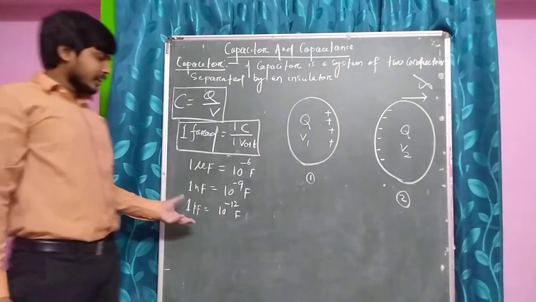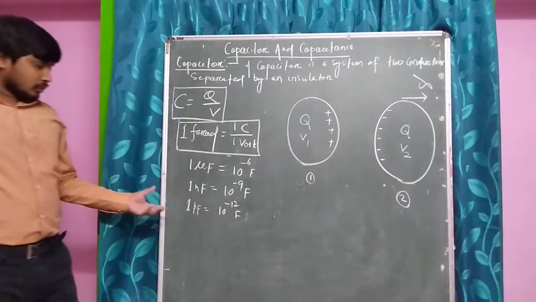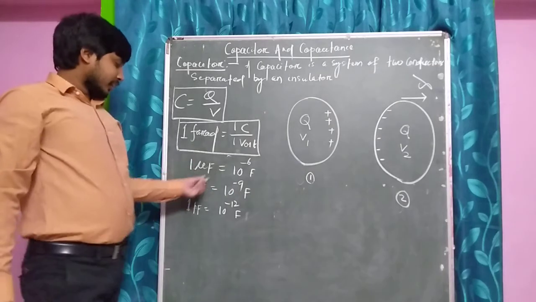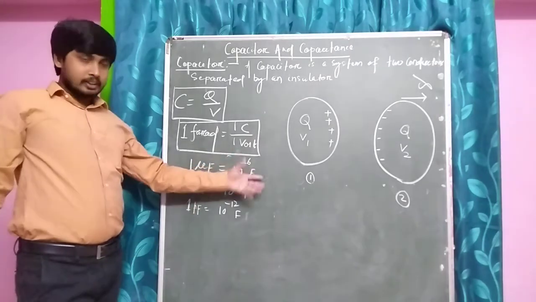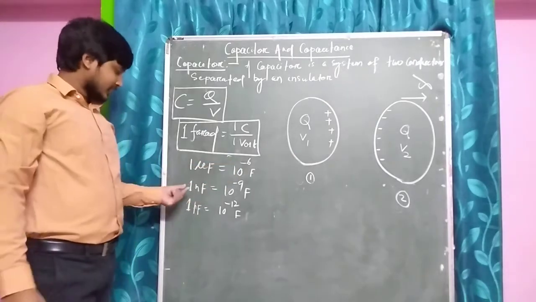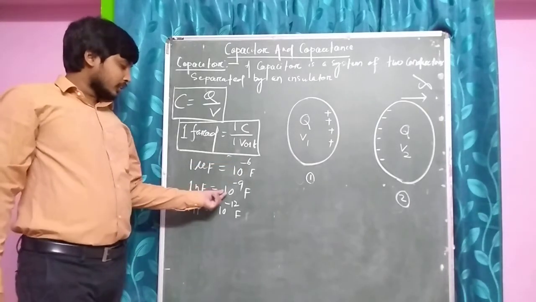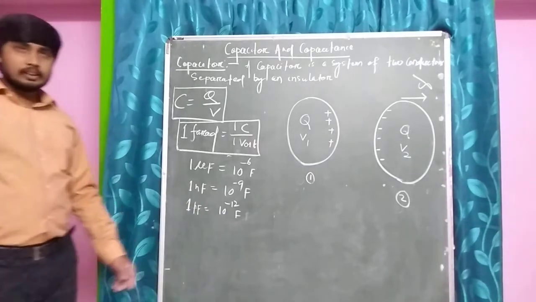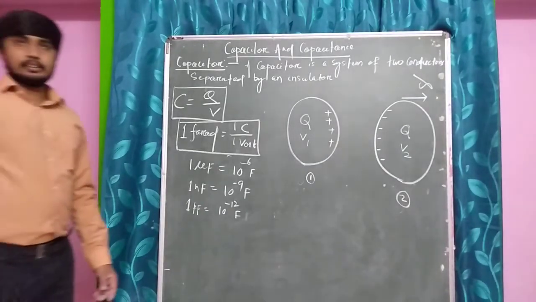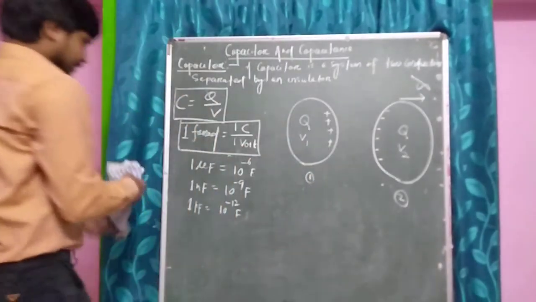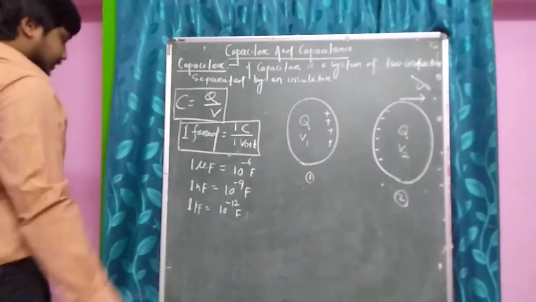So whenever you get any problem, you have to convert the unit of microfarad, nanofarad or picofarad to farad. You will be using these things. 1 microfarad is equal to 10 to the power minus 6 farad, 1 nanofarad is equal to 10 to the power minus 9 farad, and 1 picofarad is equal to 10 to the power minus 12 farad. So this is all about capacitor and capacitance.